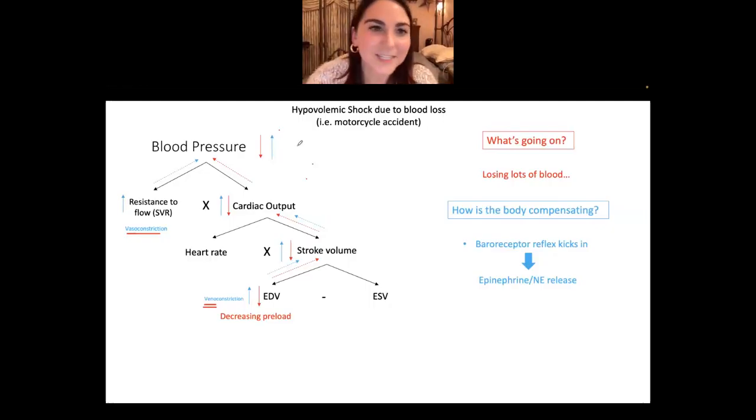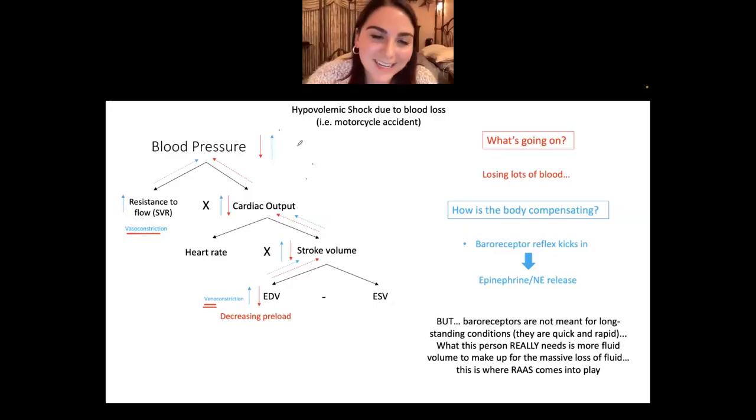Like, the body fixed me. I'm bleeding out from a motorcycle accident, but I'm good. But baroreceptors, again, are a short-term response to something. Again, you're laying down, you get up. They're not meant for this lifestyle. This person needs more volume. They need to make up for this massive loss of volume.